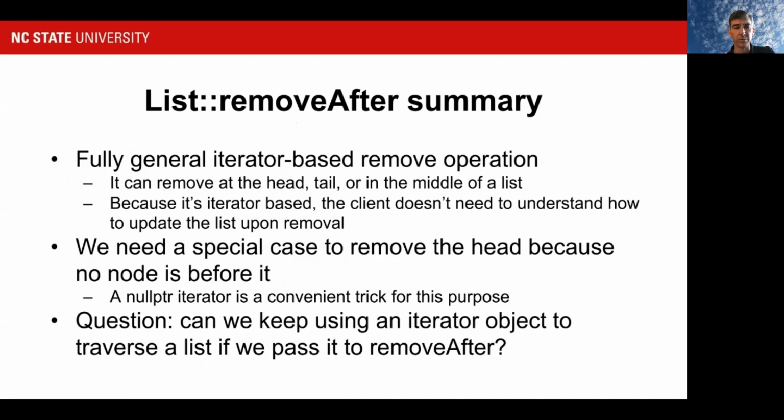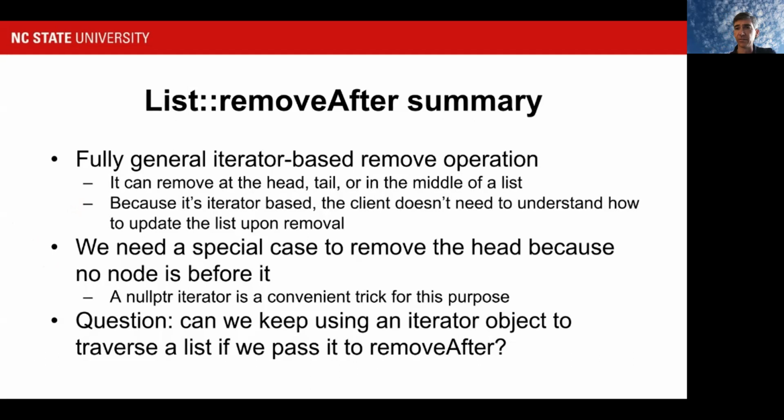So this removeAfter function is a fully general iterator-based remove operation. With it, we can remove any node in the list. All we need is an iterator to the node before the one we want to remove. It can remove the head, the tail, or anything in the middle. Because it's iterator-based, the client code that uses it doesn't need to understand how to update the list upon removal. We're able to pinpoint what we want to remove using the iterator, and then our object does the removal for us. Okay, we need a special case to remove the head because no node is before it. And so passing in a null pointer iterator is a useful trick for that purpose.